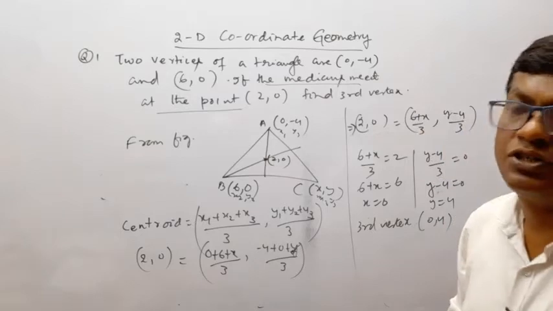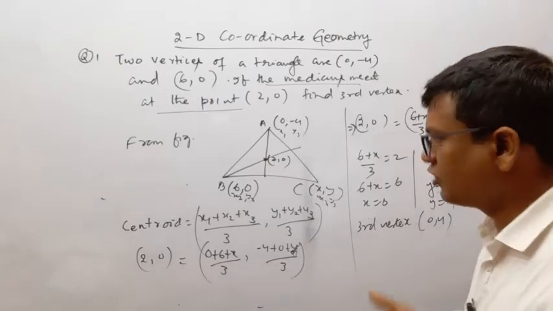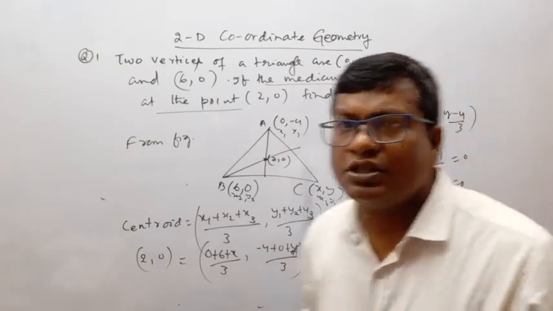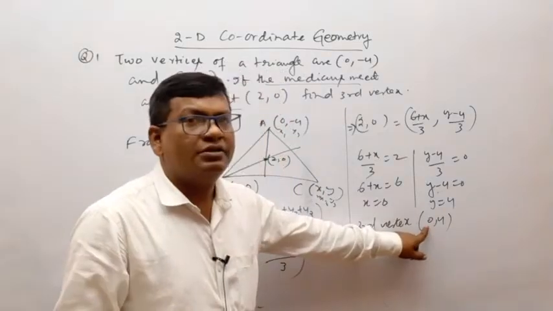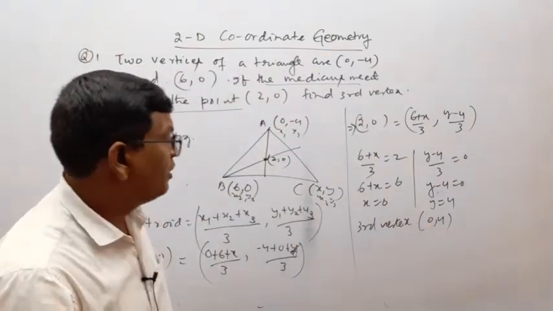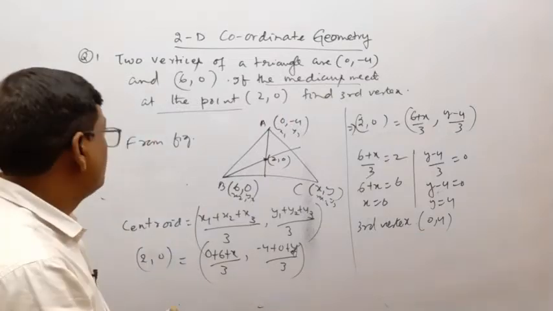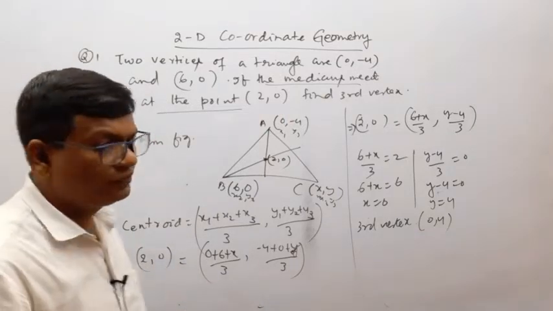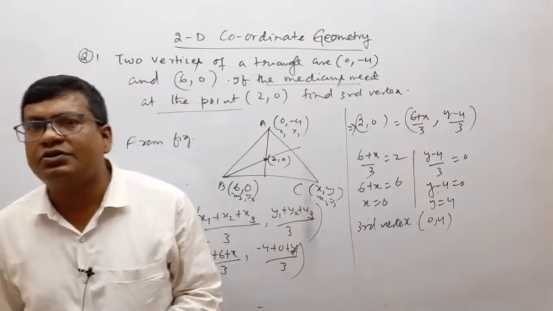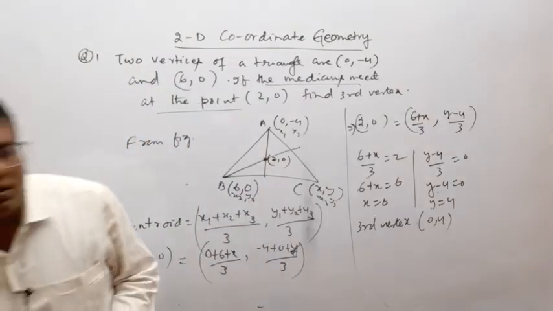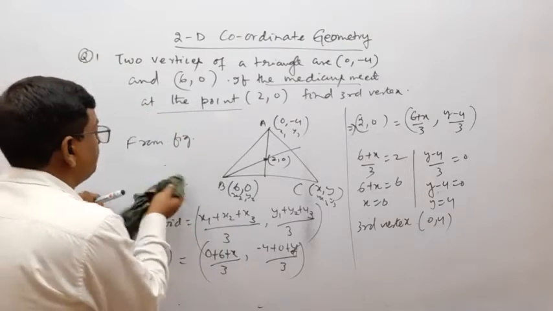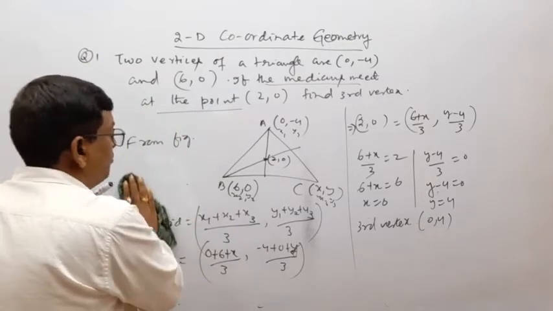Now using the shortcut method, let's discuss the third vertex, which is 0 comma 4. The shortcut method is, if x1 y1 and x2 y2 are two vertices of a triangle.